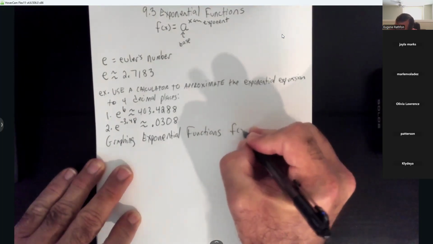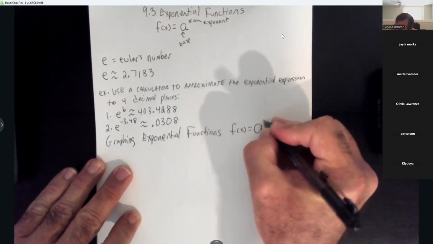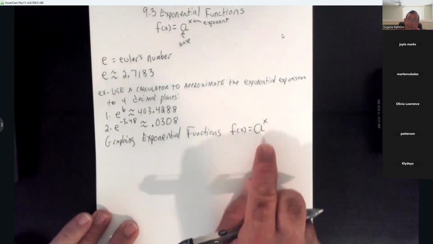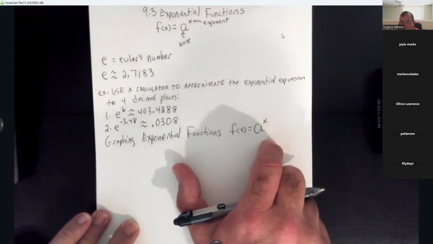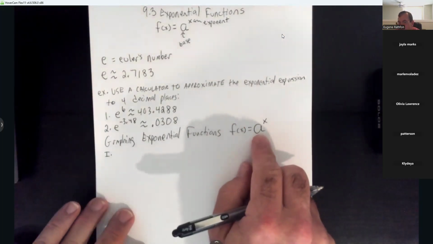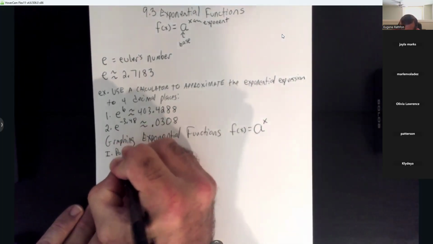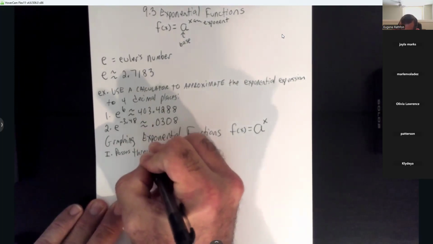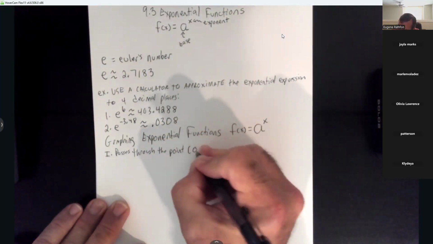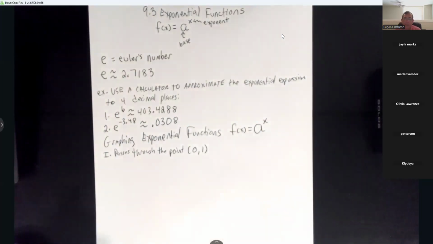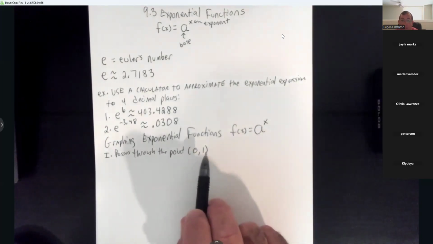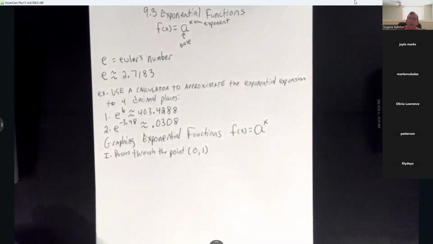So once again, we're looking at stuff like this. There's the thing about these exponential functions. The graph of the basic exponential function is going to pass through the point (0, 1). That's because no matter what number you have here, if that exponent is a 0, that answer will be 1. So I'm going to go prove that to you.